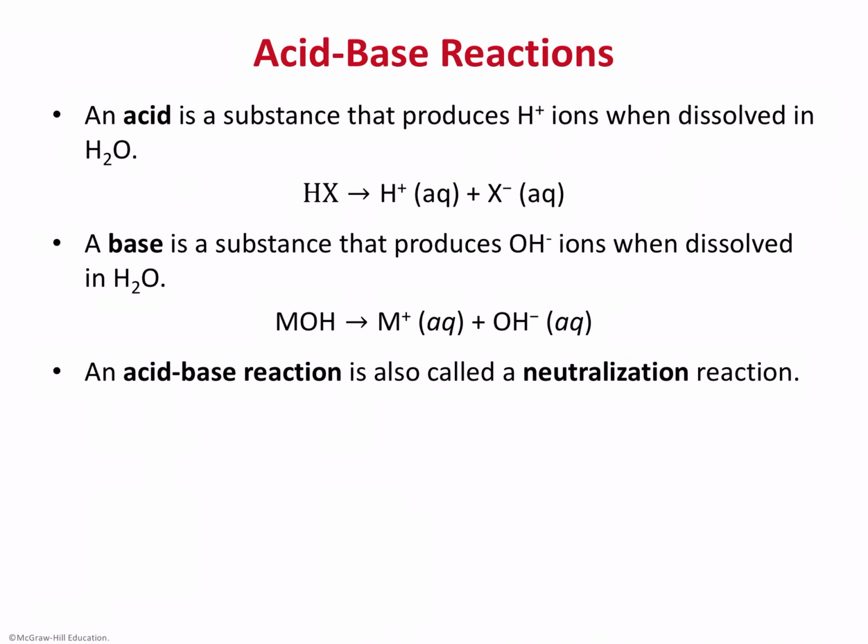Okay, so those are some examples of precipitation reactions. And the next category of reactions that we learn is acid-base reactions. Now, an acid is a substance that produces hydrogen ions when dissolved in water. We can abbreviate the acid as HX. X could be a halogen like chlorine. If it is chloride, it would be hydrochloric acid. And then it would dissociate completely, if it is a strong acid, to H plus ions and X minus ions.